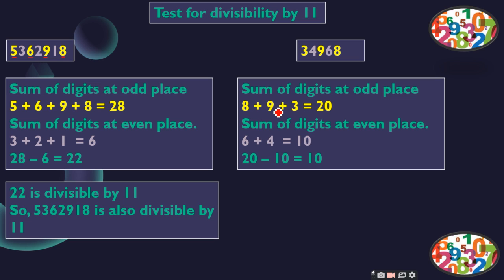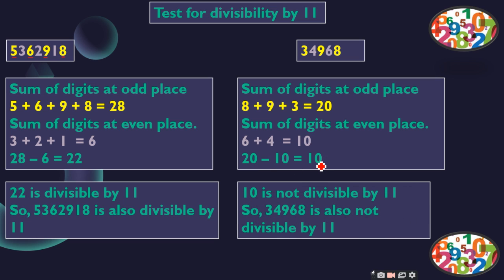So 8 plus 9 plus 3 is equal to 20. Then the sum of the even digits is 4 plus 6 is equal to 10. Now 20 minus 10 is equal to 10. So 10 is not divisible by 11. So 34968 is also not divisible by 11.